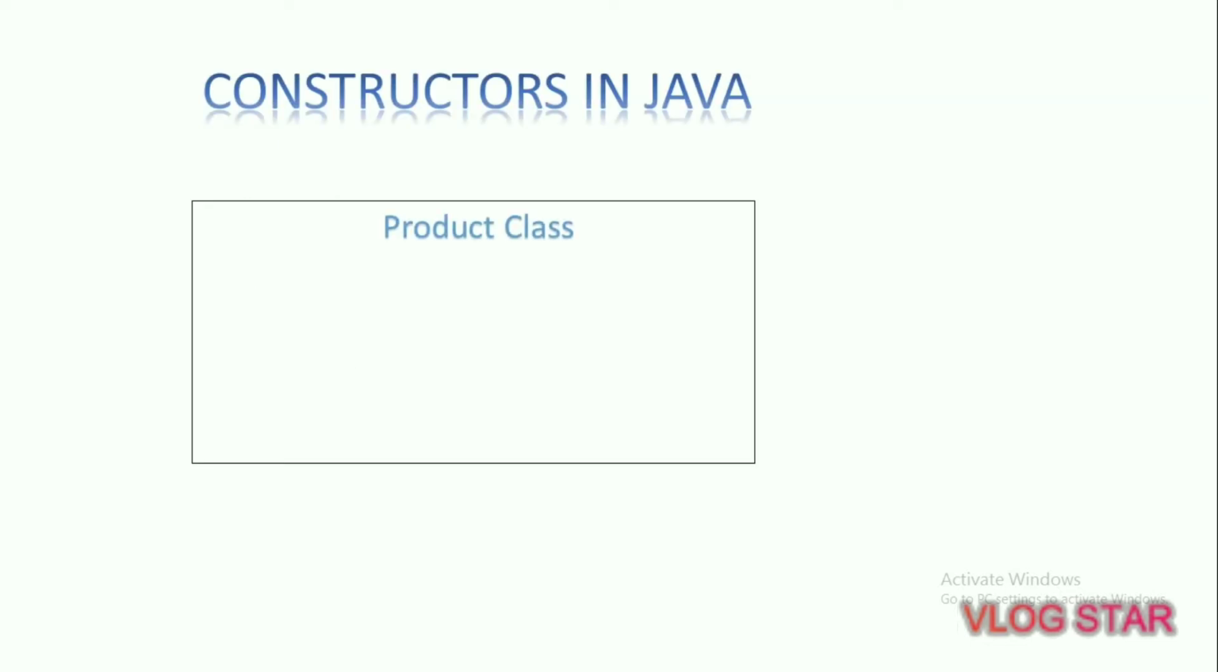For that we will take one example of a product class which contains three parameters, that is name, type and price. So for that we will use constructors, and to learn how to use this, let us start programming.